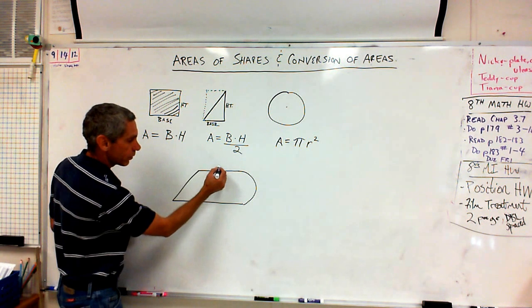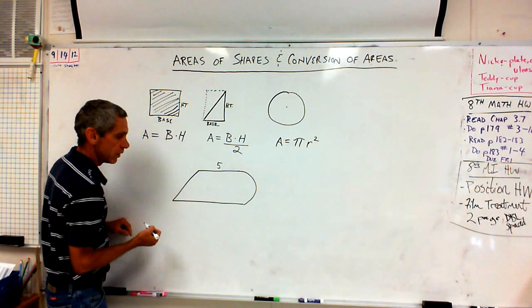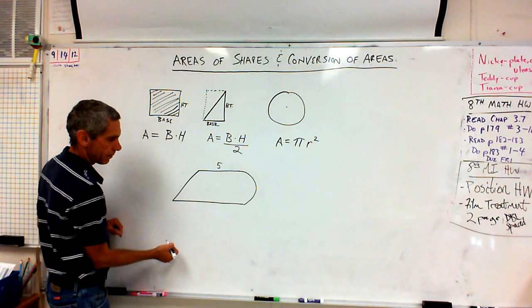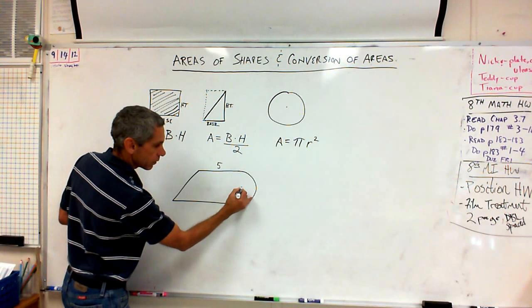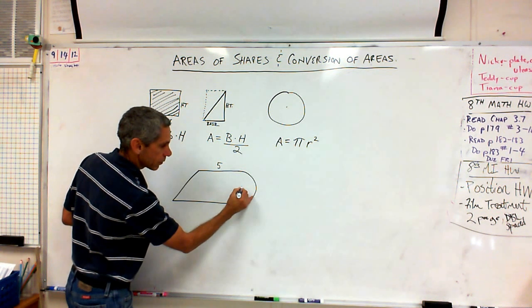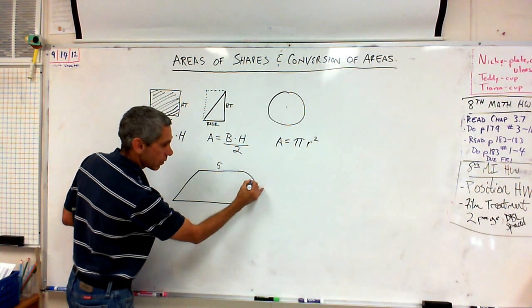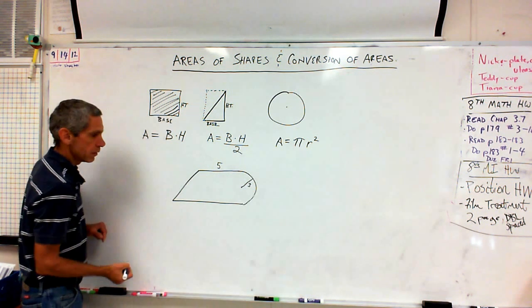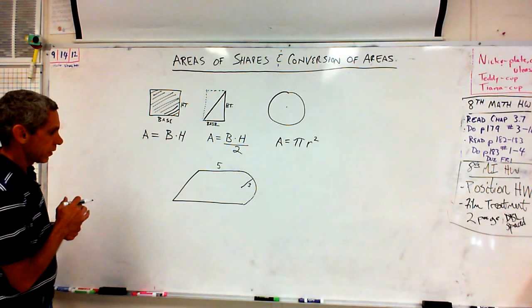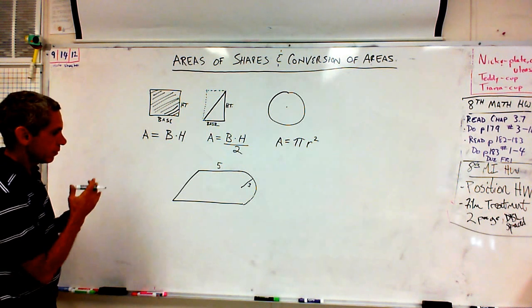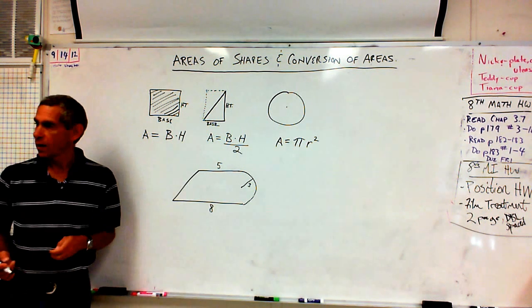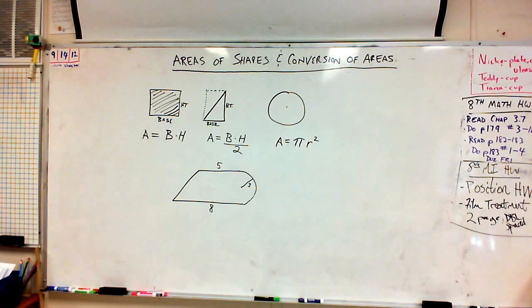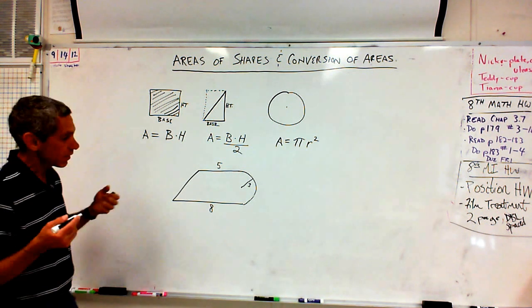But I'm gonna put a little number here. I'm gonna say this is 5. And I'm gonna say this is 3. And I'm going to say, let me think here. Is that all we need? No, we need to know this. So let's say this is 8. All right. So I have that, and it's bizarre.